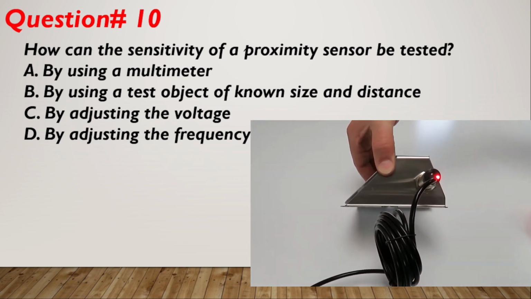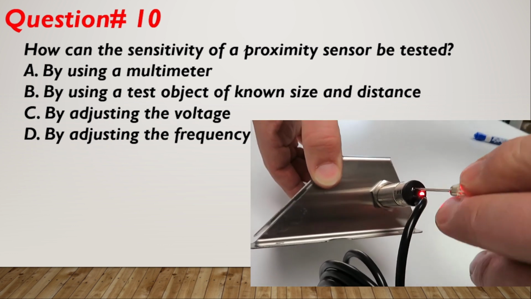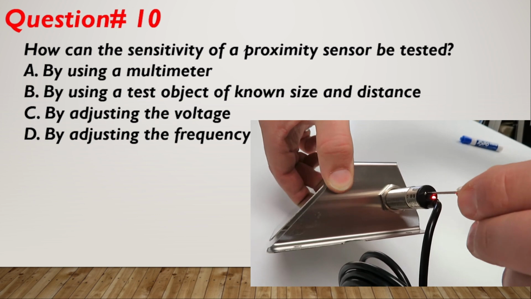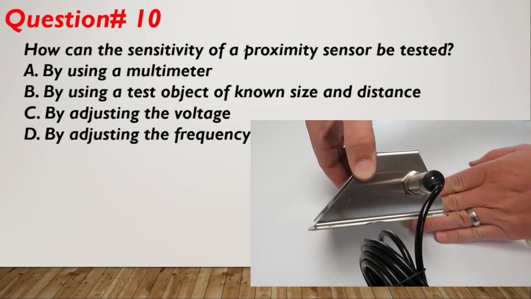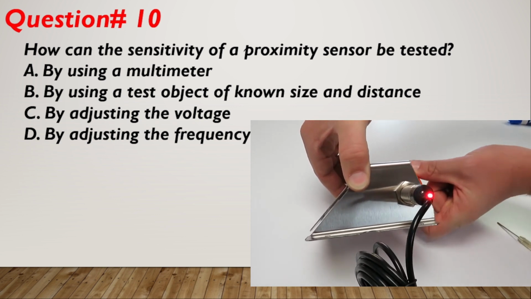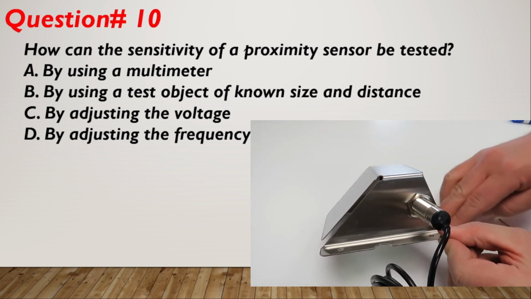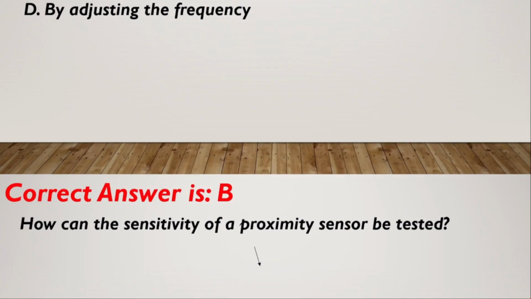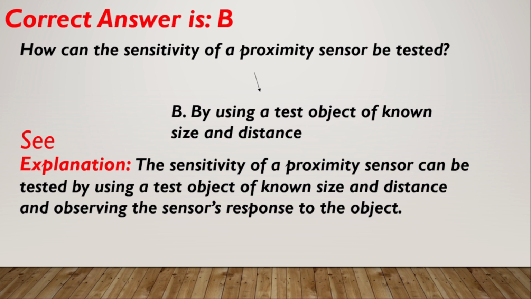Question number 10. How can the sensitivity of proximity sensors be tested? A. By using a multimeter. B. By using a test object of known size and distance. C. By adjusting the voltage. D. By adjusting the frequency. Correct answer is D. By using a test object of known size and distance.